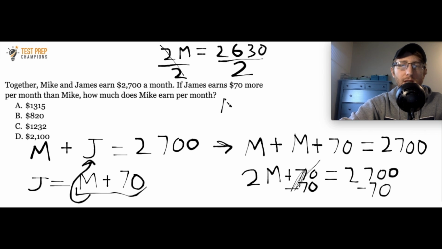So when all is said and done, I have to do 2,630 divided by 2, and that is 1315. So A is the correct answer here.